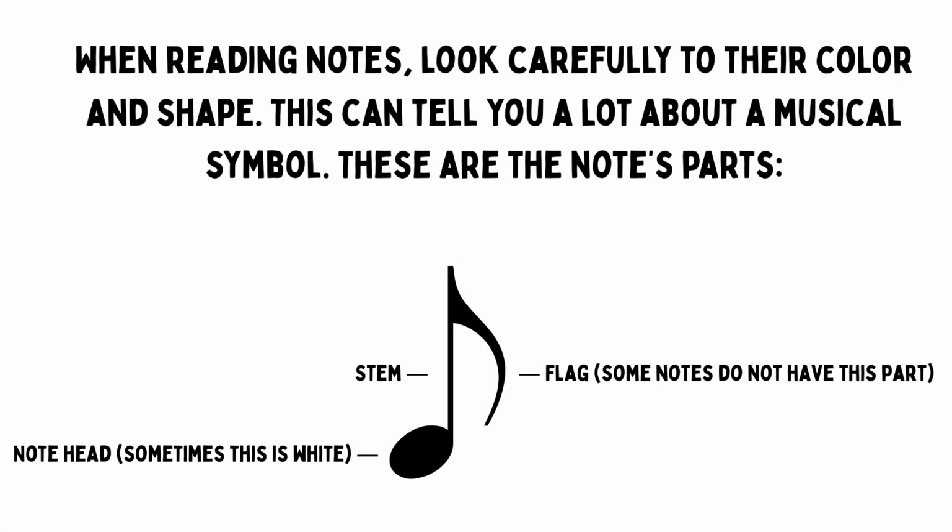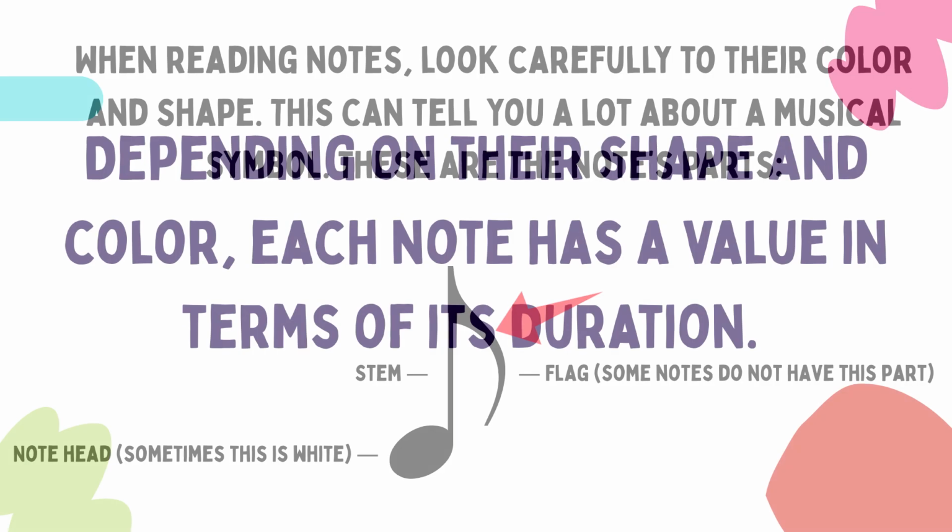This can tell you a lot about a musical symbol. Now here are the note's parts. The note head. Sometimes this is white, but in this case, it is black. At the side of the note head, which some notes don't have, is the stem. And then at the end of the stem is the flag. Now note, some notes also don't have this part.